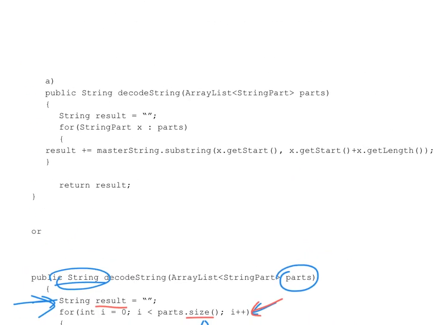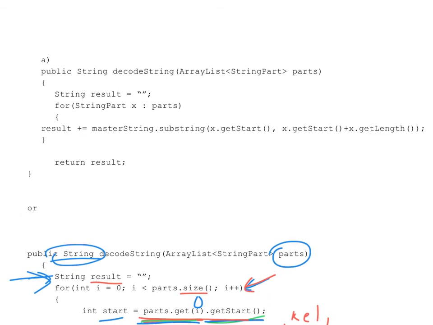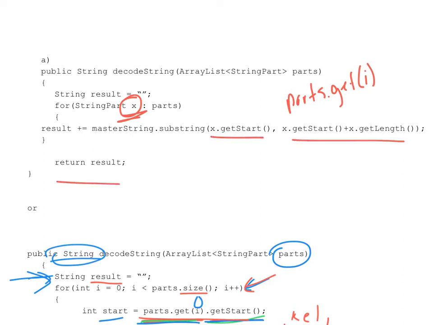Here is what it looks like if we did it with an enhanced for loop. All basically it is, instead of using parts.get(i), I just use x. Since I don't have to change anything in the parts, all I need is to get them, it just kind of takes down the spots. So this is the get start and the length, and then I returned it. It doesn't matter. Either one is beautiful.